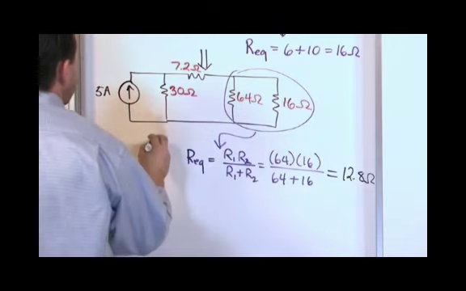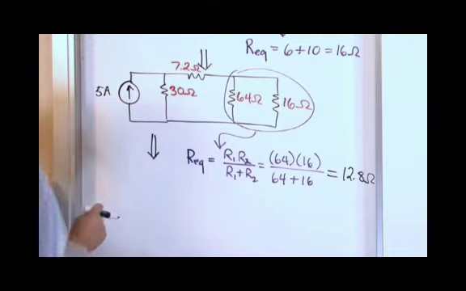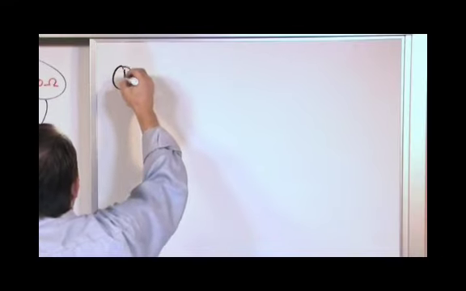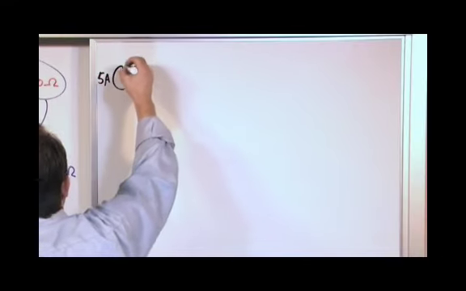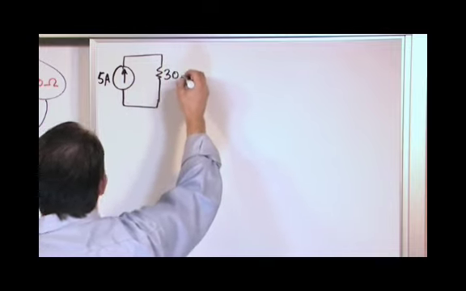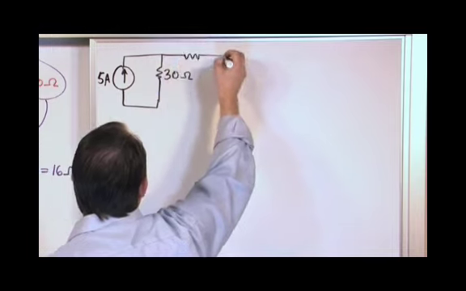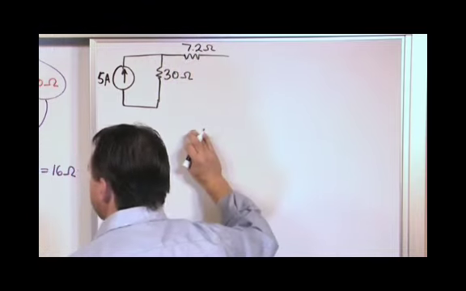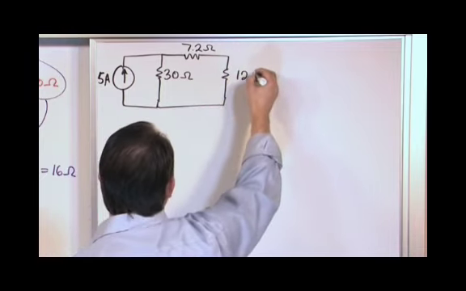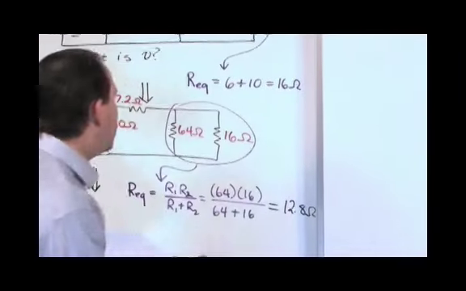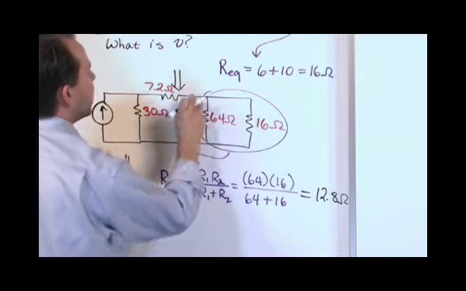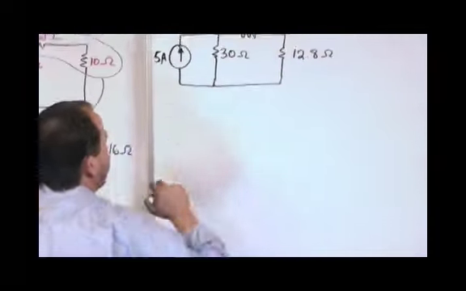So again, we redraw the circuit. Let's redraw it over here just so we have room. We'll have the current source, the 5 amps going up here. Now we have the 30 ohm resistor right here, so we'll write 30 ohms. We still have the 7.2 ohm resistor here, but what we're left with after this simplification is 12.8 ohms. Make sure you understand that. Once we combine these, they live in one single resistor, which is now coming down like this, right on the tail end of the 7.2 ohm resistor.